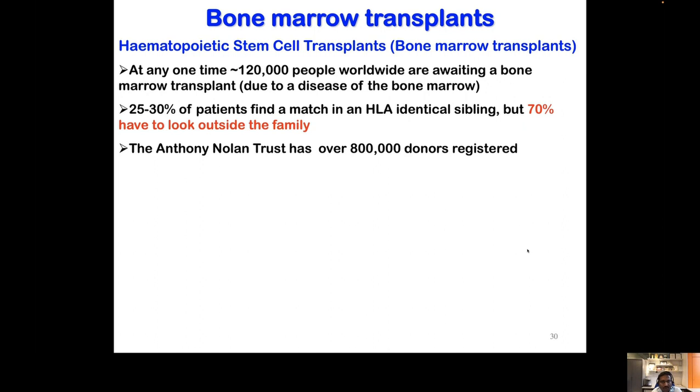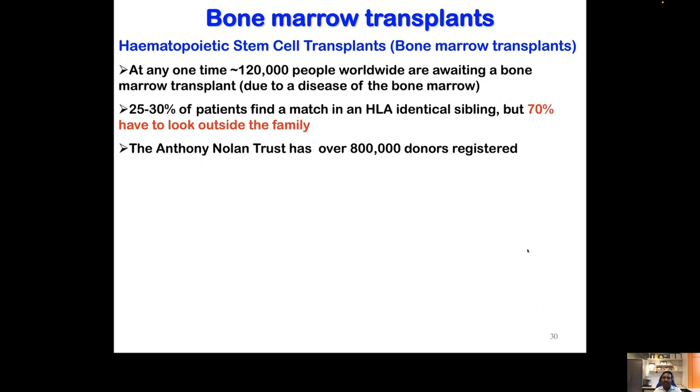At any one time, around 120,000 people worldwide are waiting for bone marrow transplantation. It could be due to any health condition, for example, cancer and other problems, such as cancer patients having chemotherapy or irradiation. Around 25 to 30% of patients find a match within their siblings, within their relatives, but nearly 70% of people have to look for donors outside of their own family.